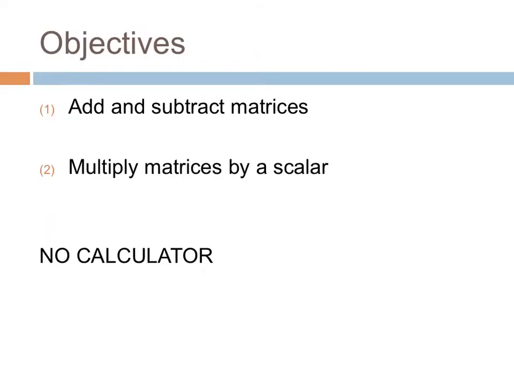Okay, so what we did today, we added and subtracted matrices. Remember that this is only possible when the matrices have the same dimensions. And then we multiplied by a scalar, so that just means multiplying all the elements by the scalar.